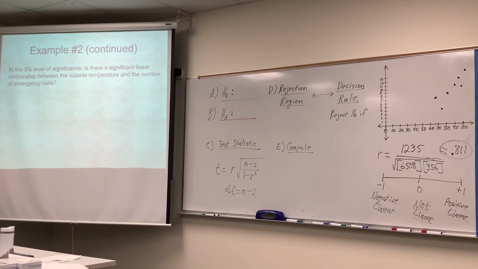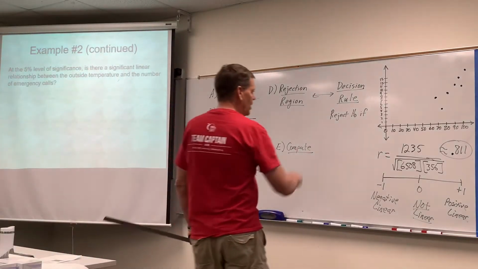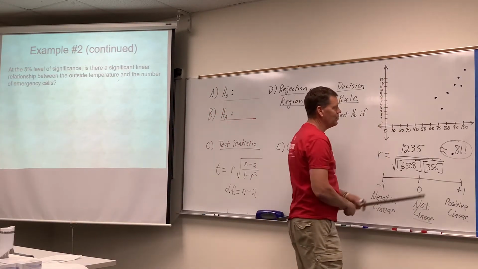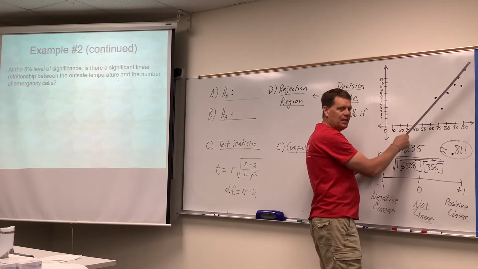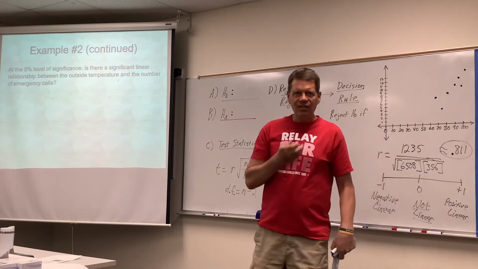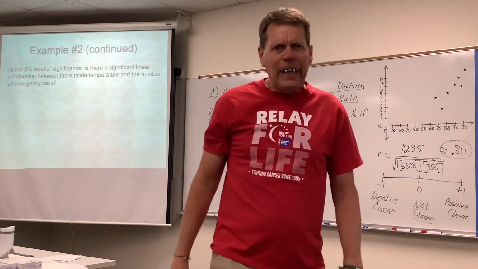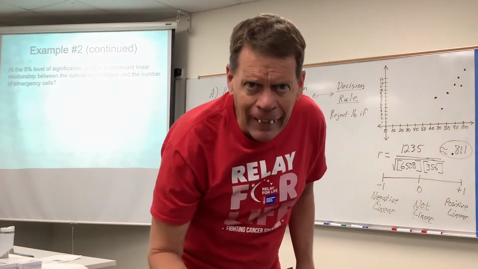Okay, example 2, part 2. We had some data, temperature, emergency calls. We look at the scatter plot and go, that kind of looks like a line, doesn't it? But again, a mathematician doesn't just go, that looks like a line. Good enough for me, man.